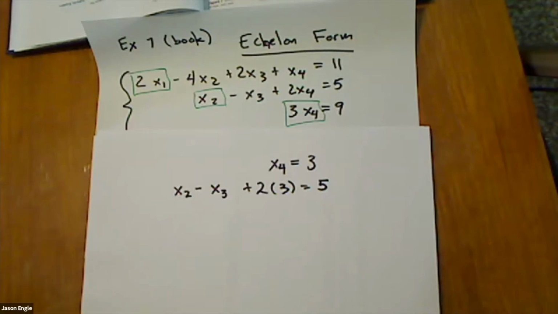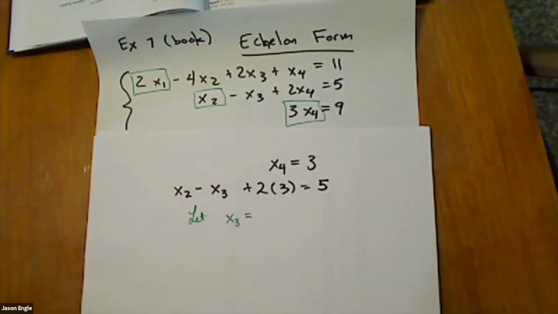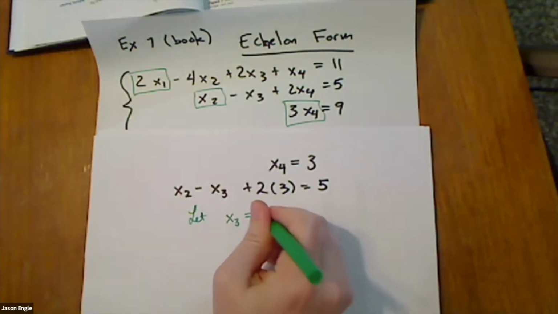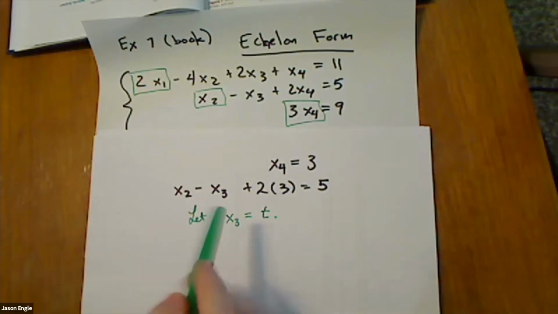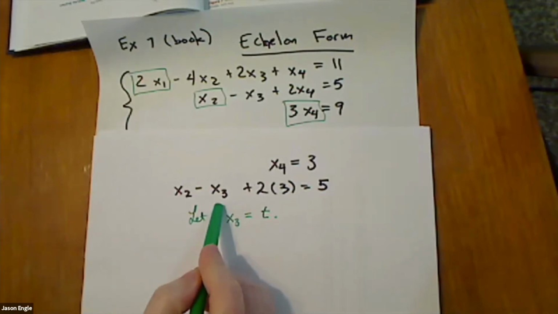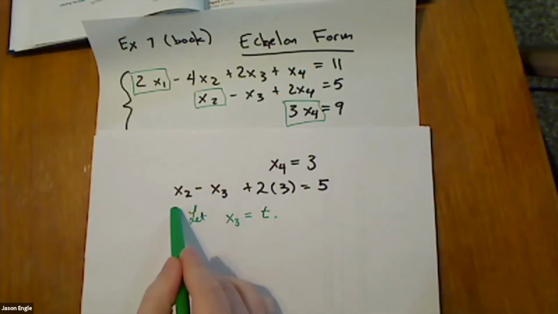Now, when you have a free variable, like x3 is a free variable, I'm going to introduce, this might seem like semantics, but I'm going to give it a name. I'm going to give it the letter t. This is a parameter, right? You know, in calculus 3, you would have used parameters a lot, for parametric equations and that sort of thing. I'm going to regard x3 as a parameter because x3 can be anything, right? But whatever x3 is, that's going to automatically determine what x2 is.